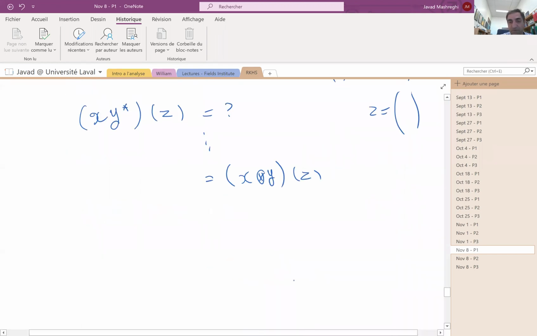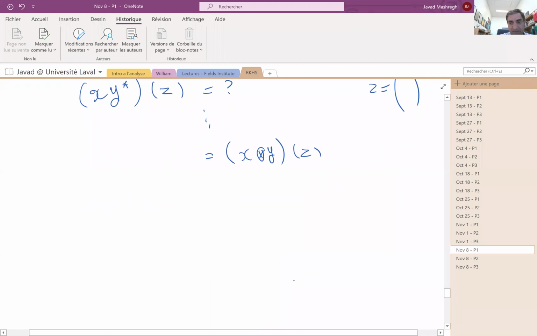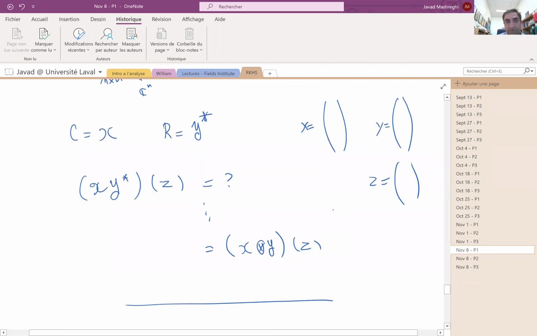Okay, so we will see this in the proof of Cholesky theorem. Any question up to here? Okay, so let's have a break, and after the break we continue with the proof of Cholesky theorem.